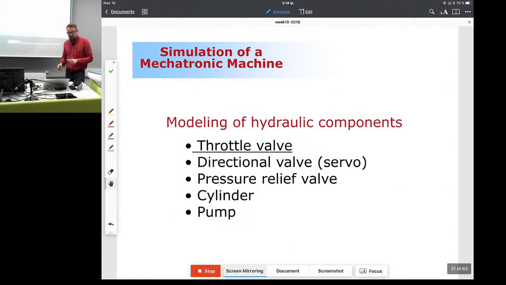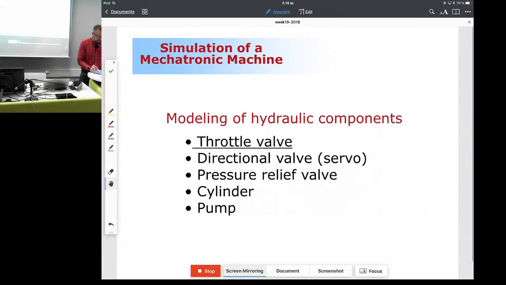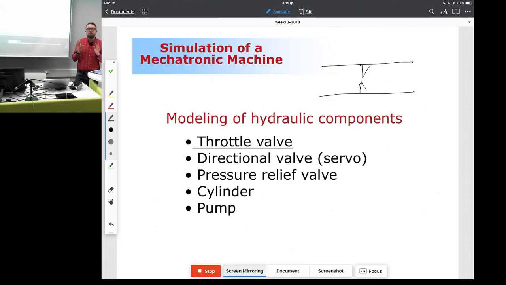Now, the throttle valve. Let's take a look at the components. The direction valve was not the first one that I would like to introduce; instead the first component is a throttle valve. It's a simple valve that introduces pressure losses. If I have a pipeline here, the throttle valve is something like this, and the flow goes through this throttle, and it will introduce the pressure difference. How can we model that?